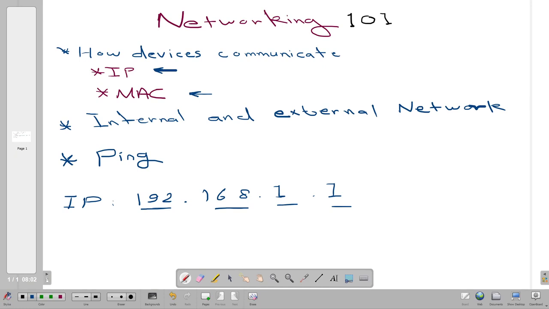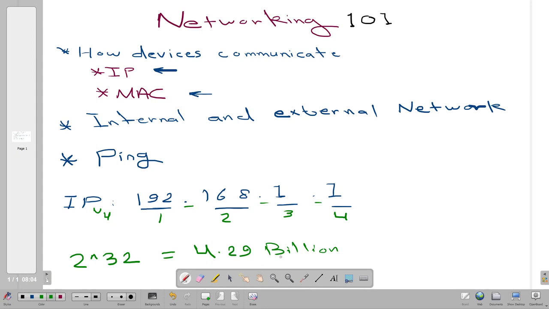Now, all IP addresses are composed using a numbering system. That's IPv4, by the way. We will talk about IPv6 later in the video. Now, how are IPv4 addresses calculated? They all follow a numbering system of 2 to the power 32, which equals about 4.29 billion IP addresses, basically. So that's how IPv4 addresses are calculated.